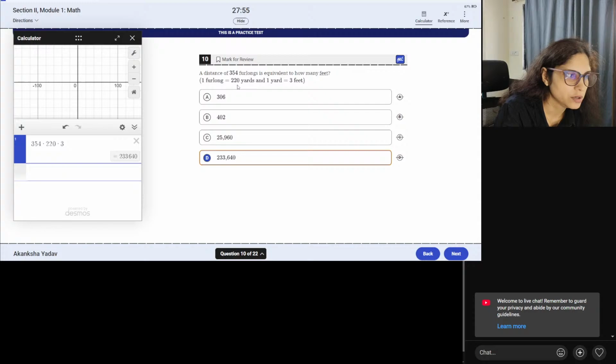233,640 is the answer. So 1 furlong we're converting into yards, it is 220. So 354 times 220. And then 1 yard is 3 feet. So again multiplying with 3.